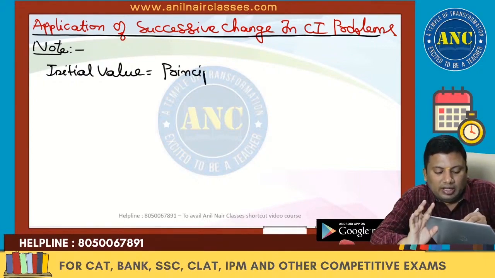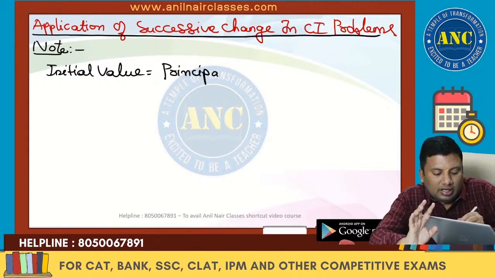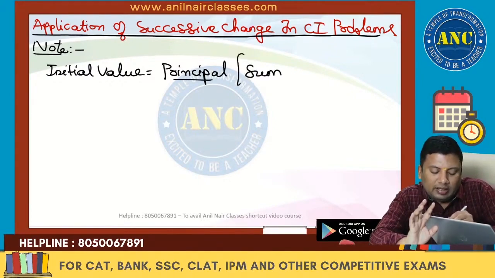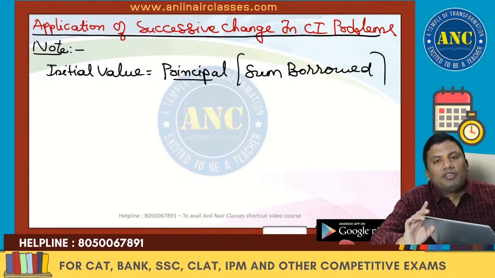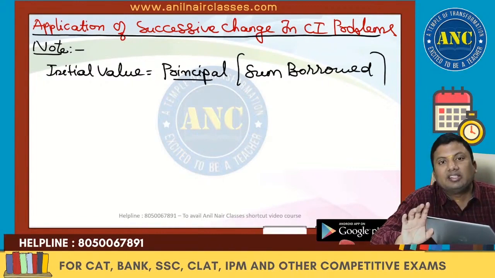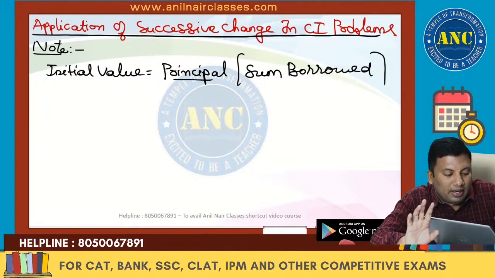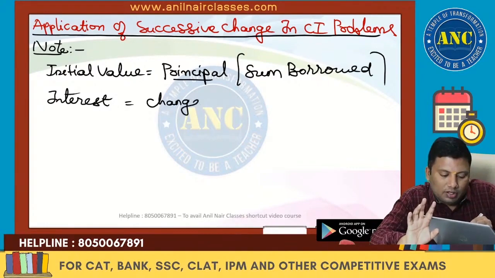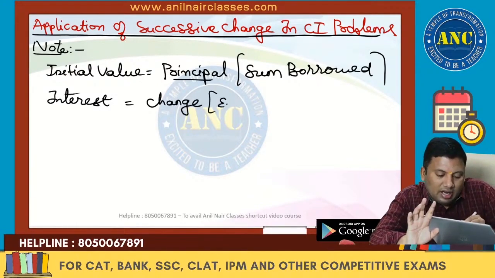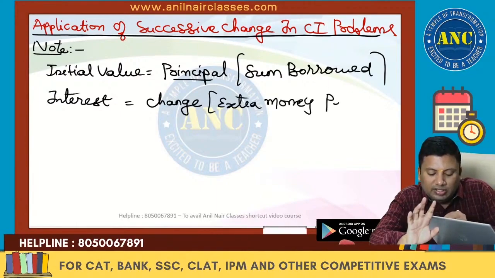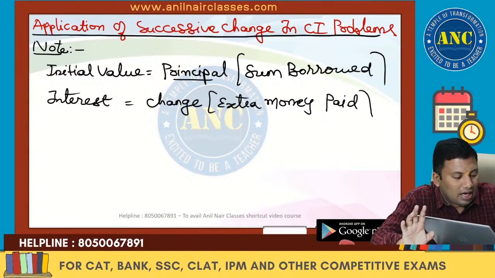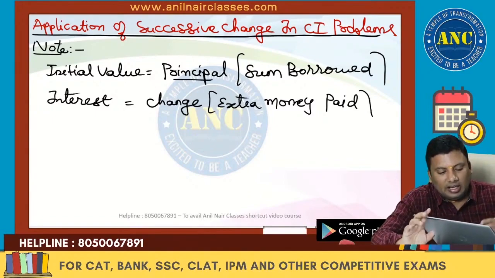Principal is nothing but the sum borrowed. I need some money. I went and asked my friend for help. He gave me some money. The money which should be there in someone's pocket is there in my pocket. Sum borrowed is nothing but principal. Interest is nothing but the change, or the extra money I paid, because I am using somebody's money for a certain period of time.